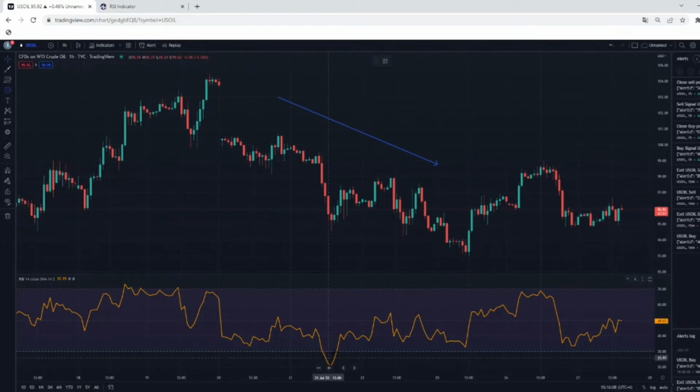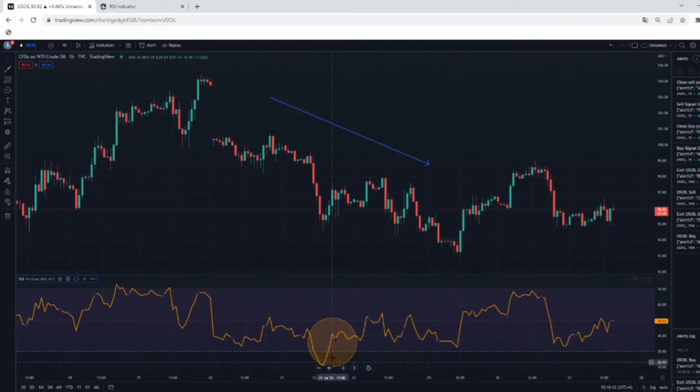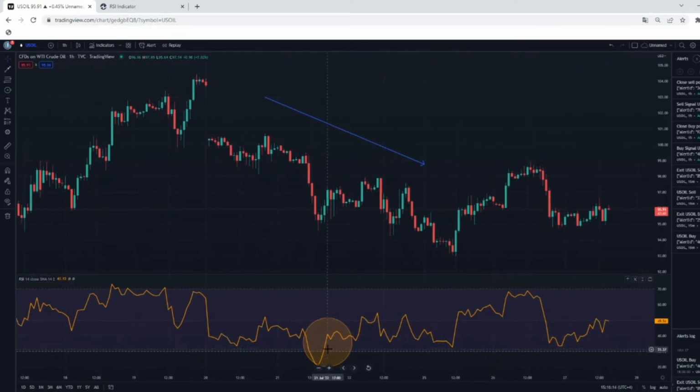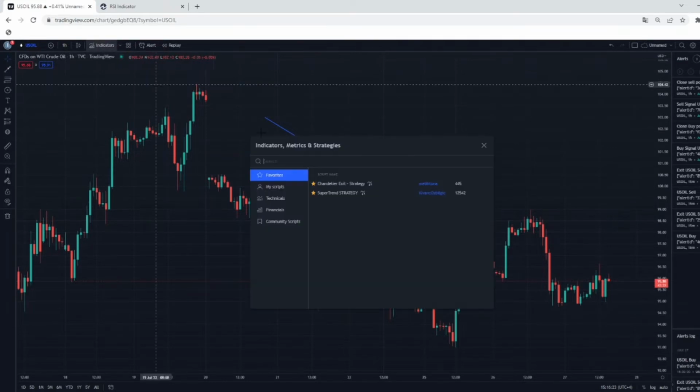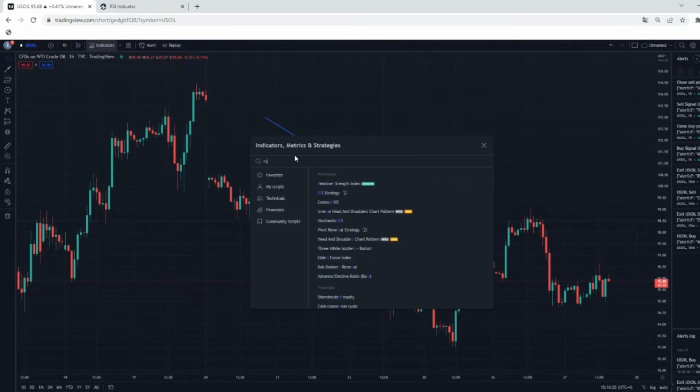So instead of making the RSI your main indicator, you would instead want to make it a supporting indicator. You want the RSI to further confirm your analysis. And my favorite type of analysis when combining with the RSI indicator is just simple support resistance and trend lines.